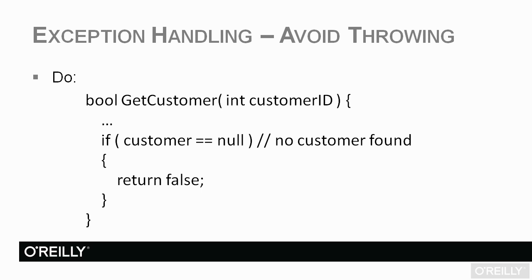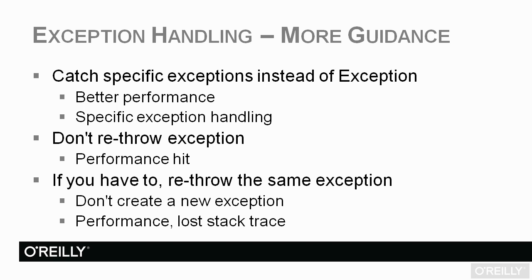The basic idea is we want to minimize the amount of exceptions that our application ever throws. Try to catch specific exceptions instead of using that generic exception object. You'll have better performance, and you'll be able to provide more specific exception handling because you'll know exactly what that exception is.